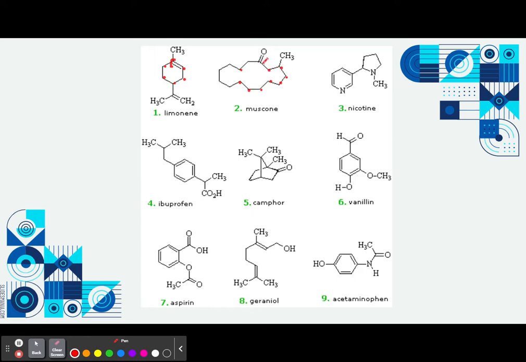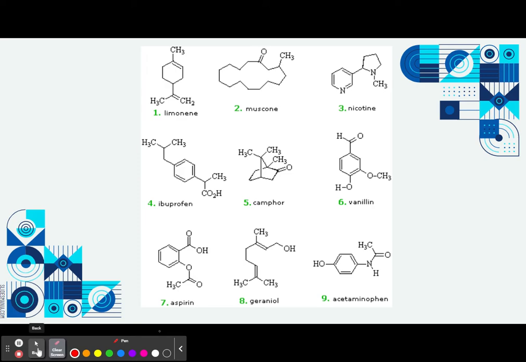If we were counting the carbons, and I should have been counting: 1, 2, 3, 4, 5, 6, 7, 8, 9, 10, 11, 12, 13, 14 carbons. So that's big. 15, I named that one. So this is C15H3O. Here's nicotine. You see what nicotine looks like. Here's ibuprofen. There's vanilla. Here's Tylenol. There's aspirin.